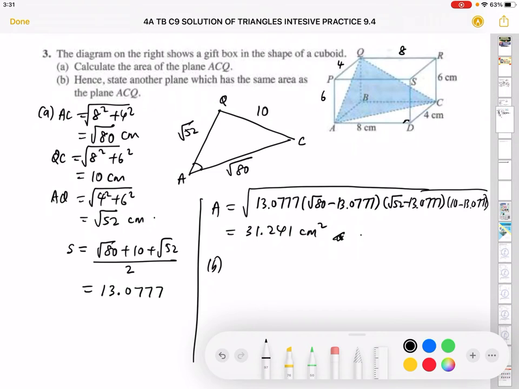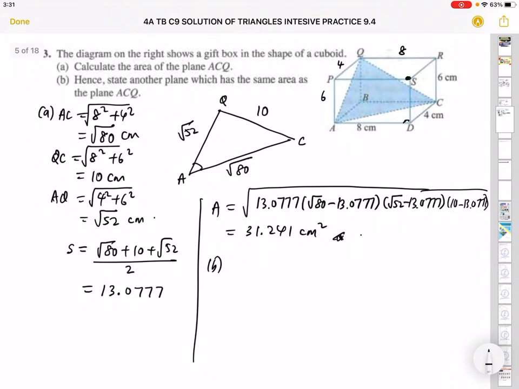For example, instead of Q, I move this Q over here. Now because SC is the same length as AQ, and AS is the same length as QC, I can just join this together and say another plane will be ACS. But there is more than one answer actually. This is not the only answer.